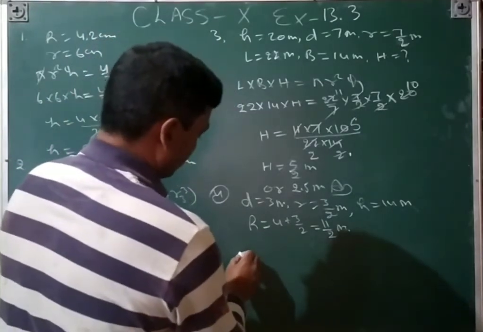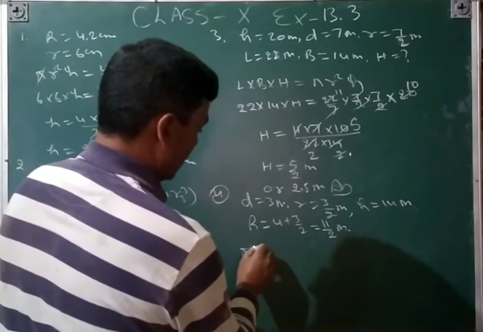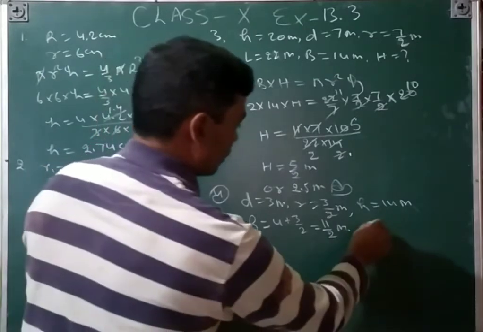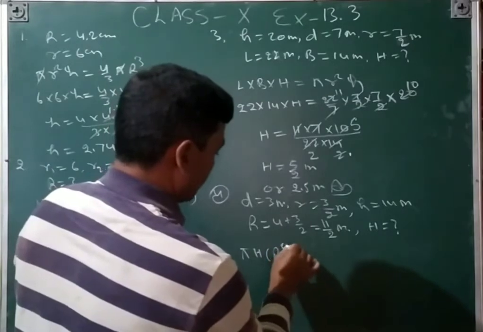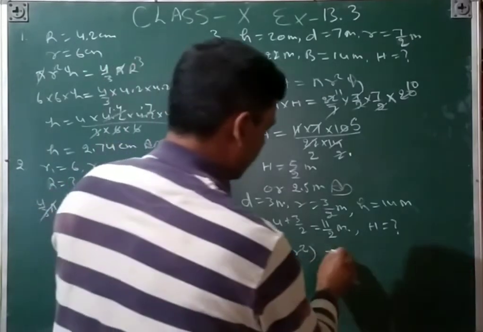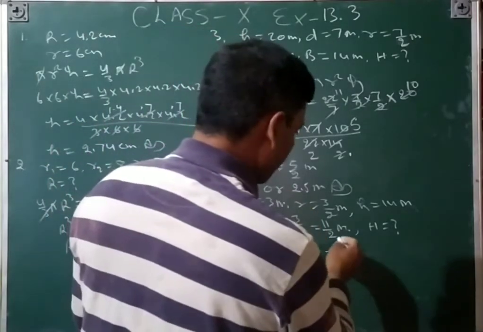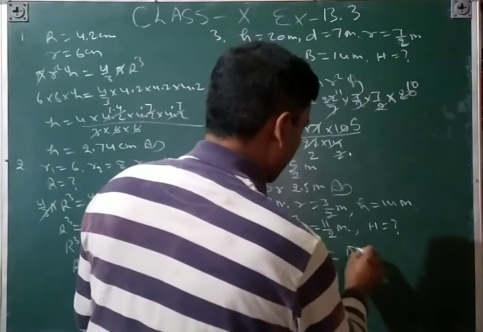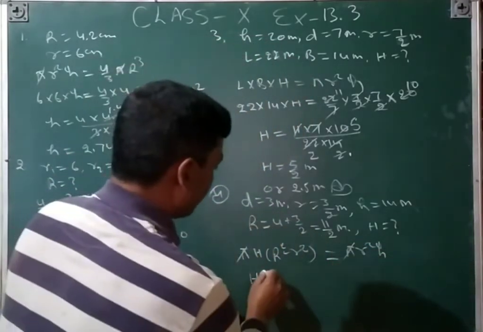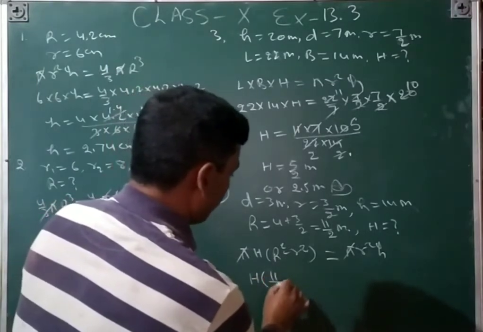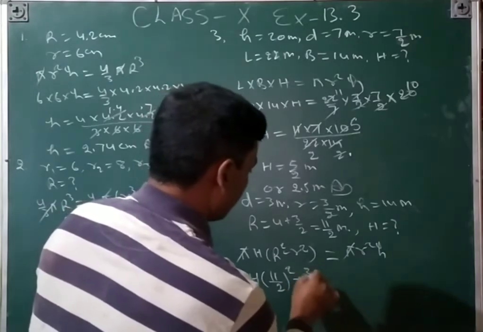So we take the height as h, which is the question mark. The volume of the embankment, pi times R square minus r square times h, is equal to the volume of the well, pi r square h. So pi cancels pi. So to find h, R is 11 upon 2, squared, minus 3 upon 2, squared.